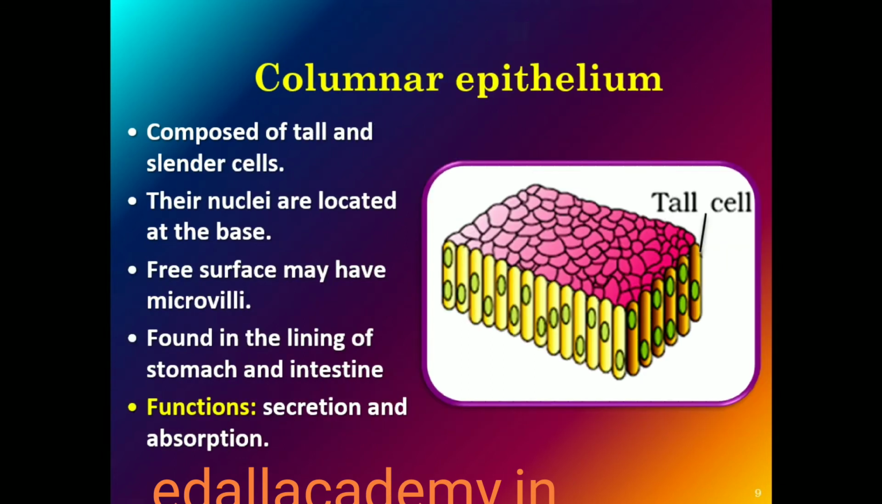The columnar epithelium is composed of a single layer of tall and slender cells. Their nuclei are located at the base. Free surface may have microvilli. They are found in the lining of stomach and intestine and help in secretion and absorption.